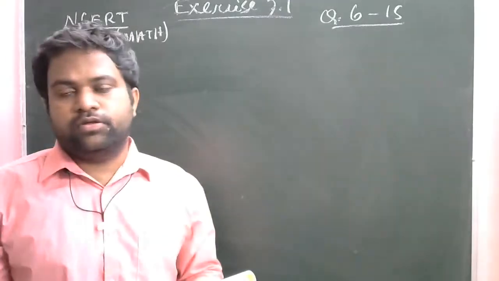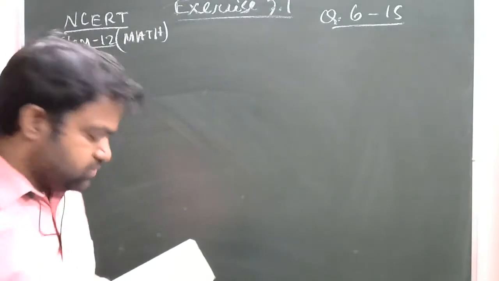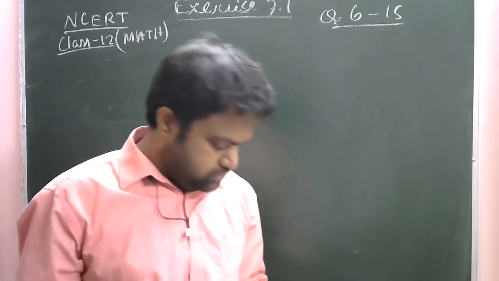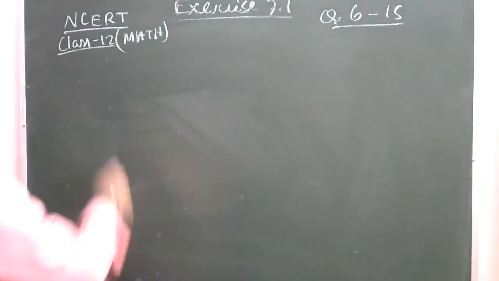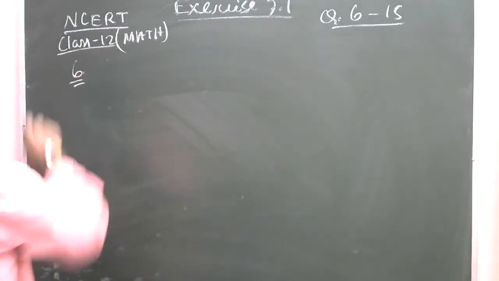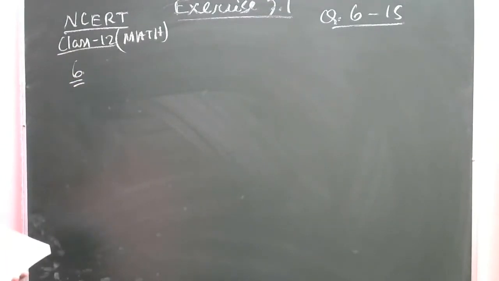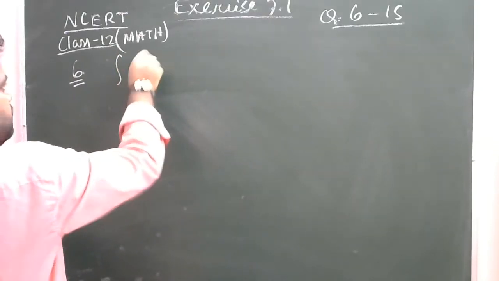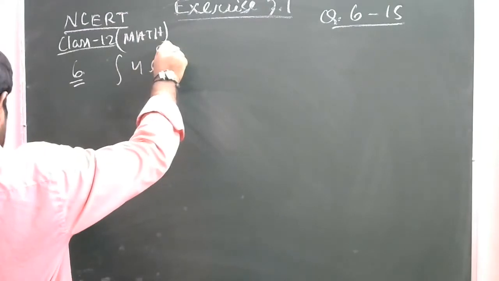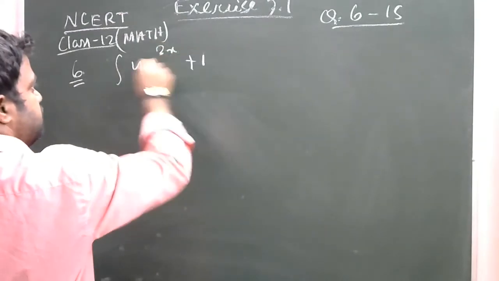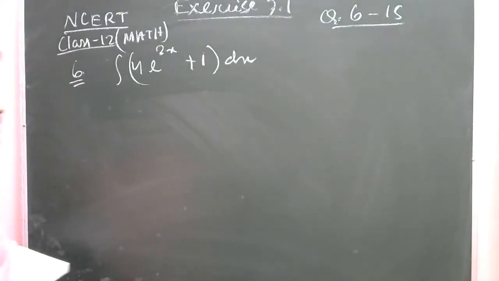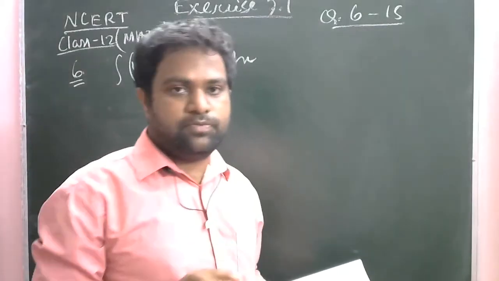Okay. So question number 6. All the questions are based upon your integrations. Question number 6 is find the integration of 4e to the power 3x plus 1 dx. Okay.